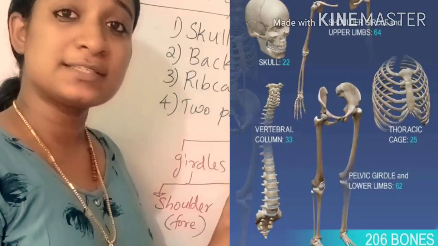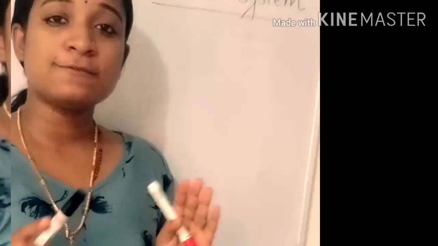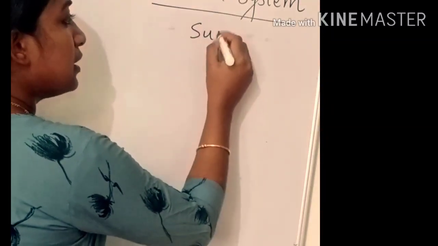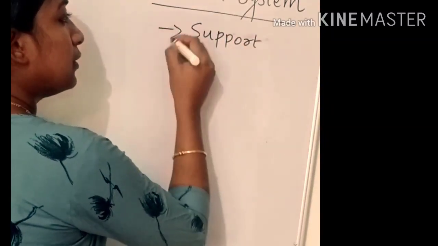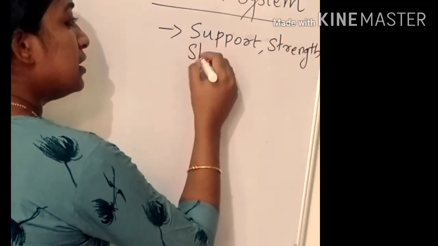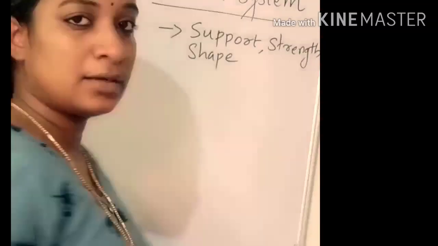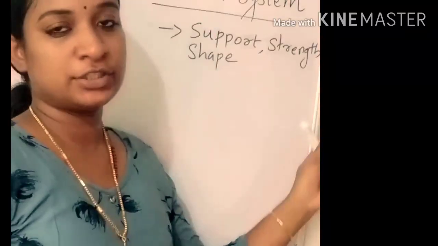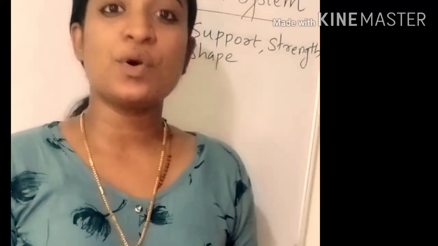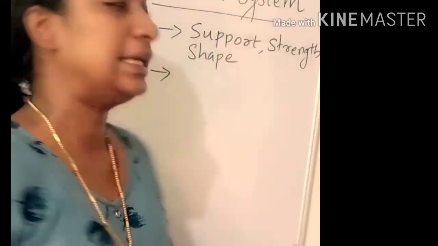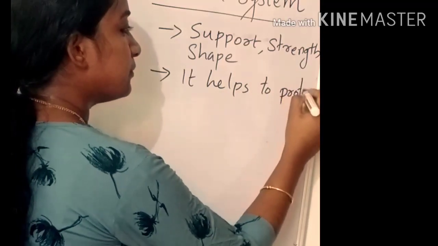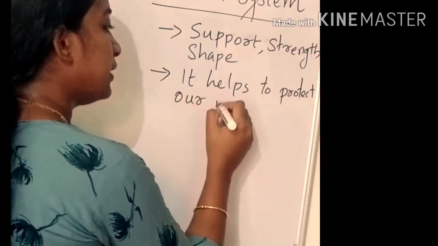Now let us discuss the functions of the skeletal system. The first function, as I already told you, is that the skeletal system gives support, strength and shape to our body. The second function is that it helps to protect our internal organs.